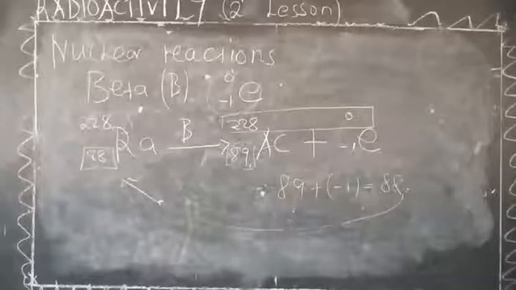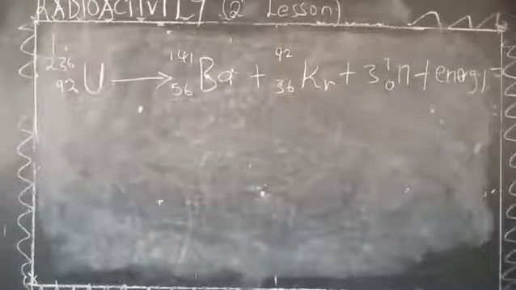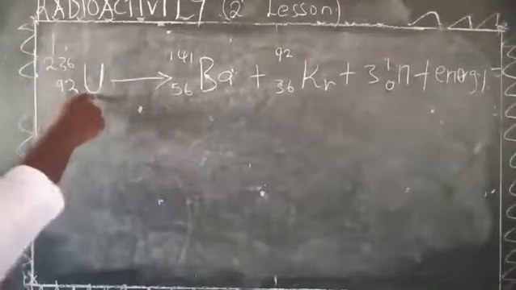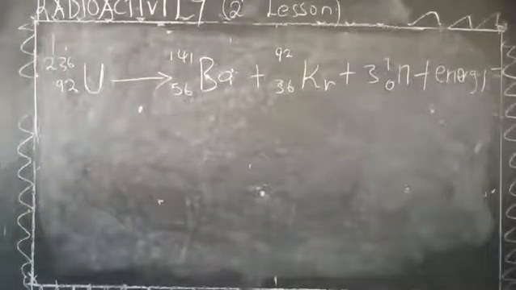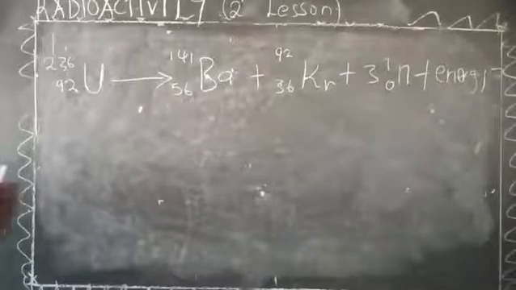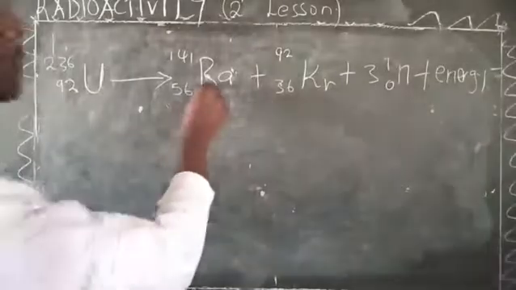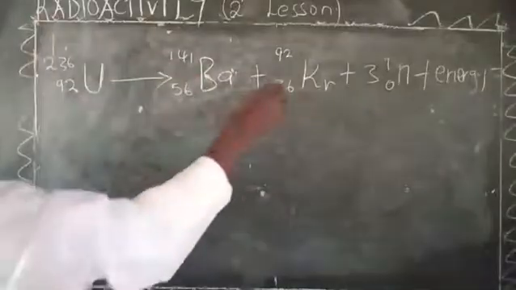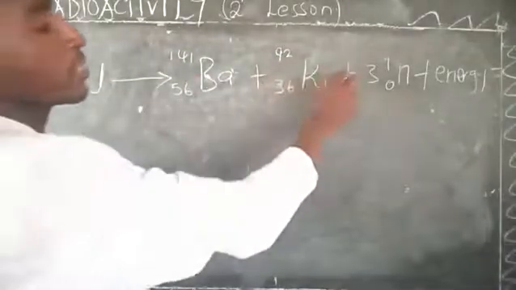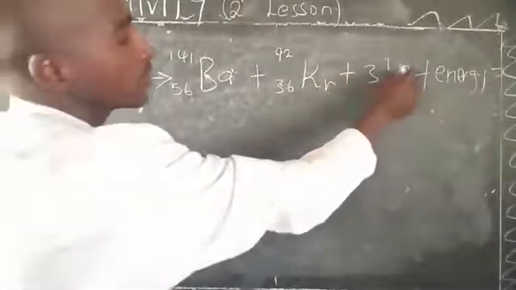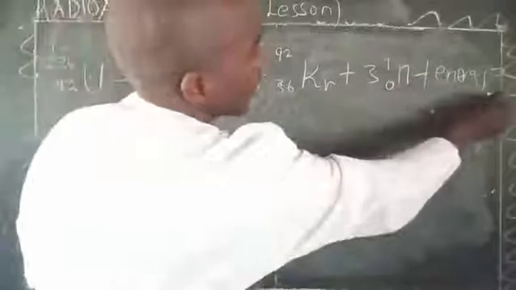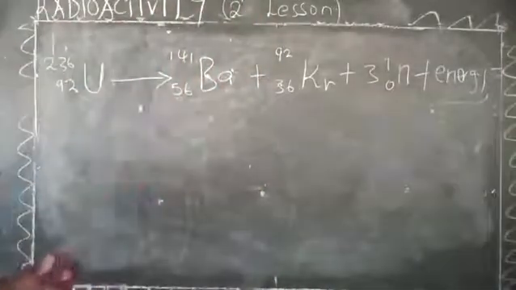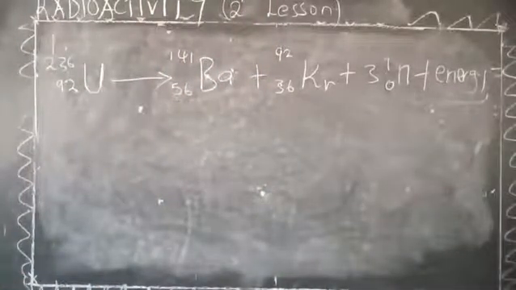So what we have on the board is uranium-236 that undergoes a nuclear reaction that we will later in the lesson be referring to as fission, nuclear fission, whereby it produces barium-141 and krypton-92 with the release of particles like neutrons, which is 3 neutrons, plus energy. The energy that we have here is a result of a gamma radiation that we didn't mention.